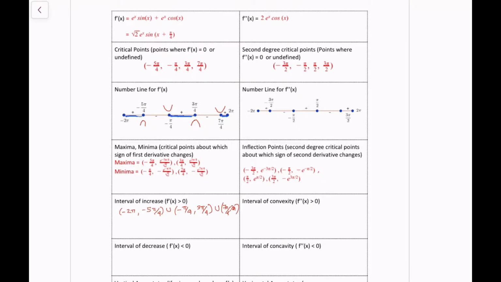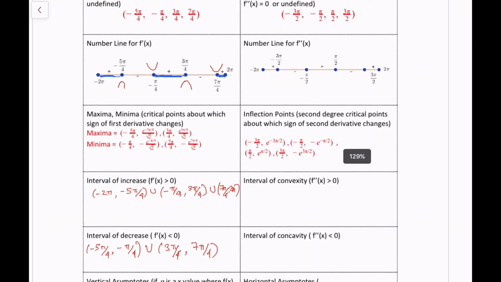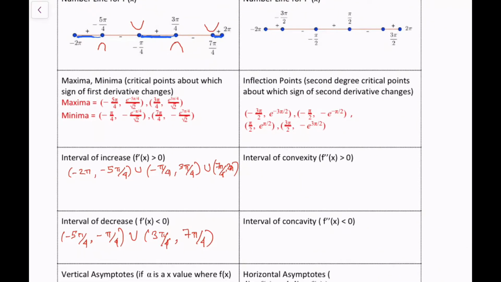Okay, so that's the interval of increase, and the interval of decrease would be exactly where the first derivative is negative. So that's negative 5 pi by 4 to negative pi by 4 union 3 pi by 4 to 7 pi by 4. Realize that I'm writing them in open intervals because at those points the first derivative is 0. So we really don't worry about those points. Next we go into the interval of convexity and concavity.